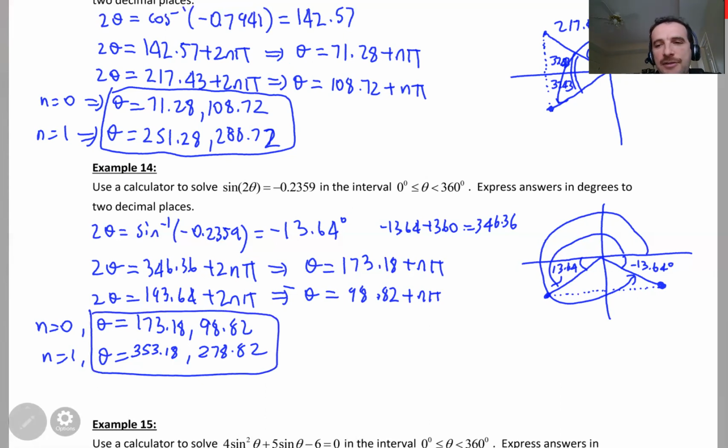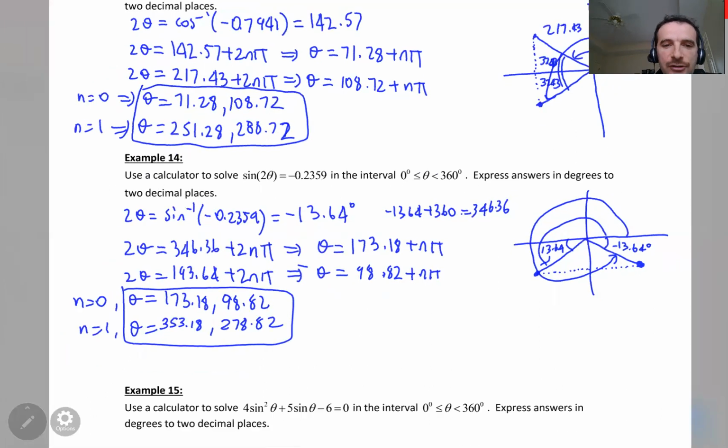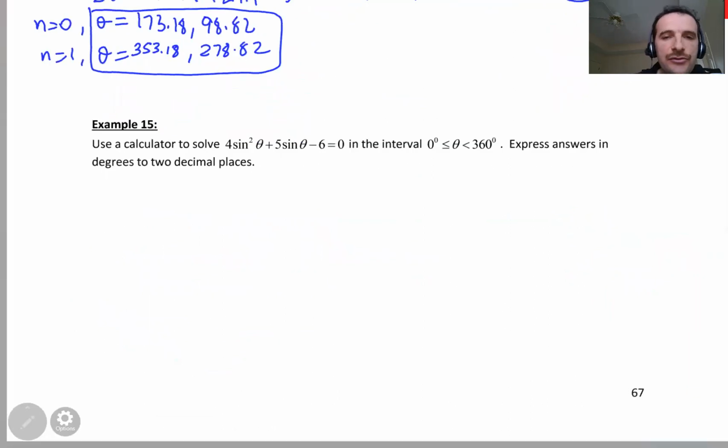Same idea, but this time it's for sine. All right, let's go to the next example. Use a calculator to solve 4 sine squared theta plus 5 sine theta minus 6 is equal to 0.